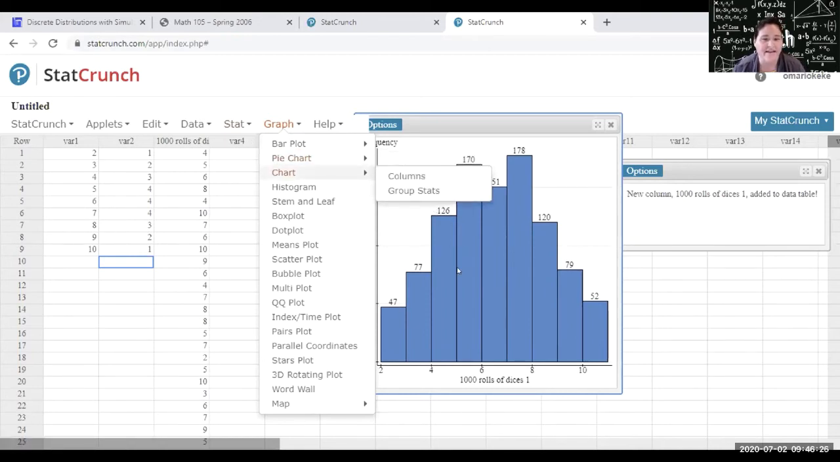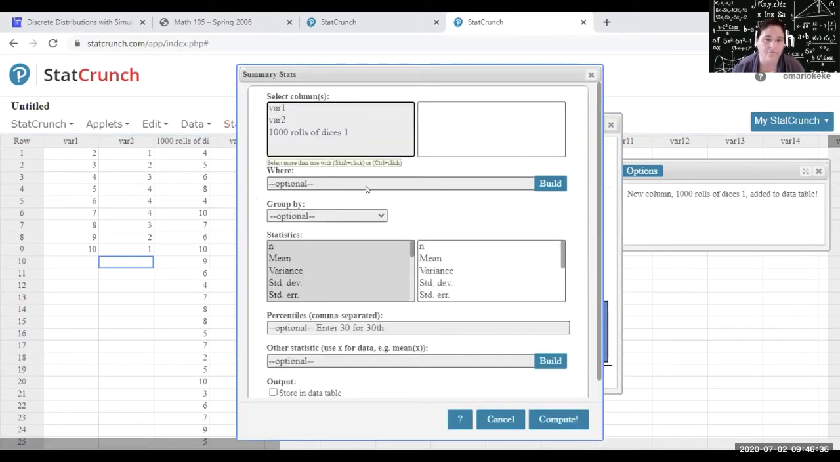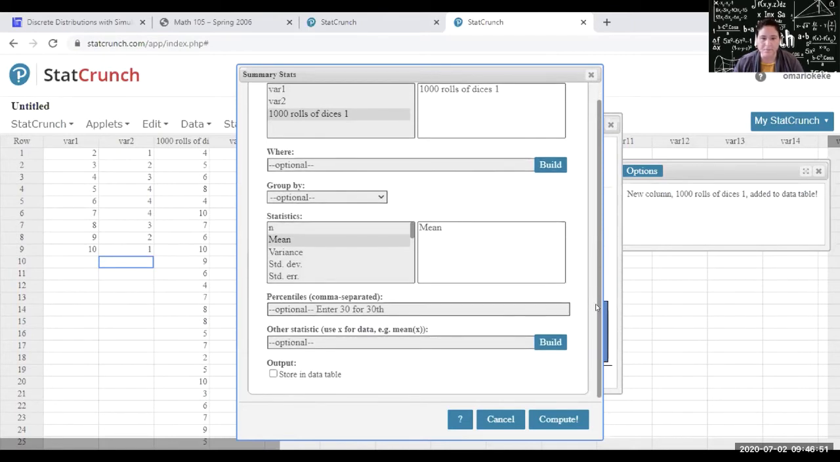Go to Stat, and then go to Summary Stats and Columns in this case. And then 1,000 rolls of the dice. And then guess what you're going to click down there? If I want to know the mean, what are you going to click? Mean, fantastic. You could have just left it because it was doing it, but I like to be specific. So go Compute. Hold on. Right there, you go.